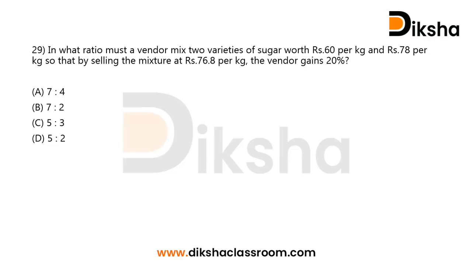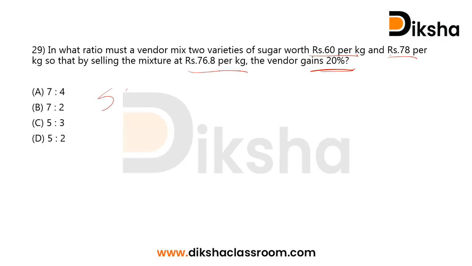Okay, so we'll try to do it. I hope many of you have got the answer. It's given the original price of the two varieties of sugar is 60 and 78. The vendor is selling it for 76.8 per kilogram. You want to find the ratio in which he should mix them, provided he gets a gain of 20%.